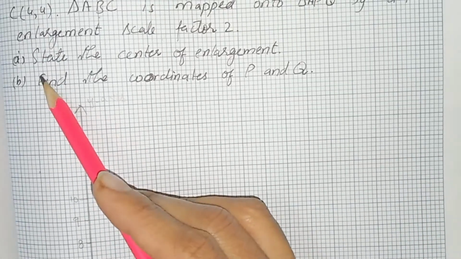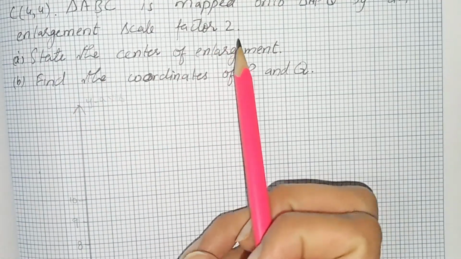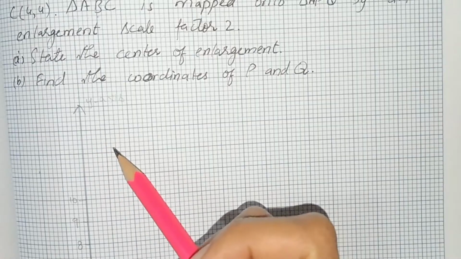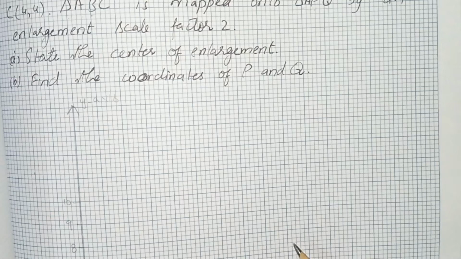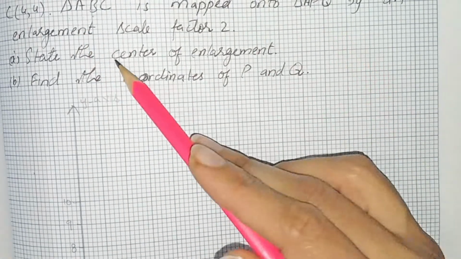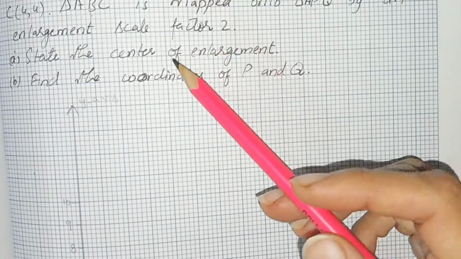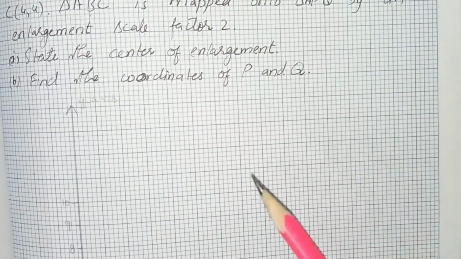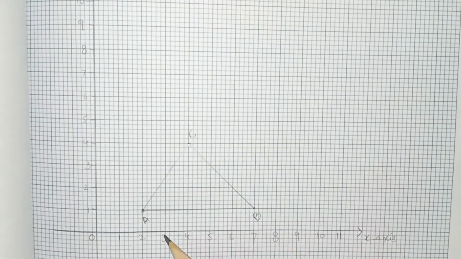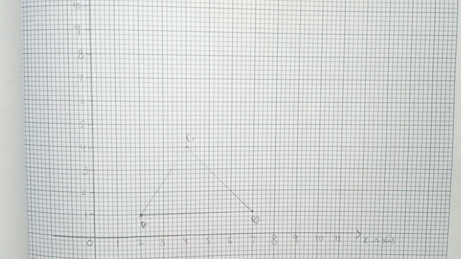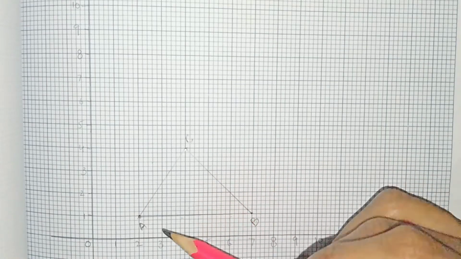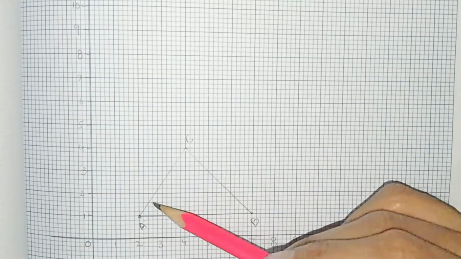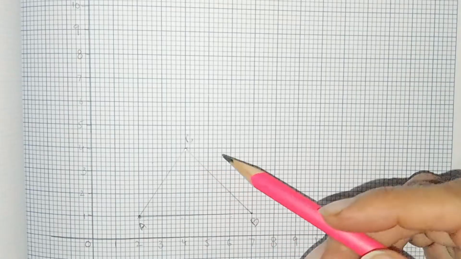Now students, in part A, we have to state the center of enlargement. The center of enlargement is the point A, because this is the invariant point, and it is present in both triangles. That's why this A is the center of enlargement. Now students, the center of enlargement is A, and now we have to plot the points P and Q.